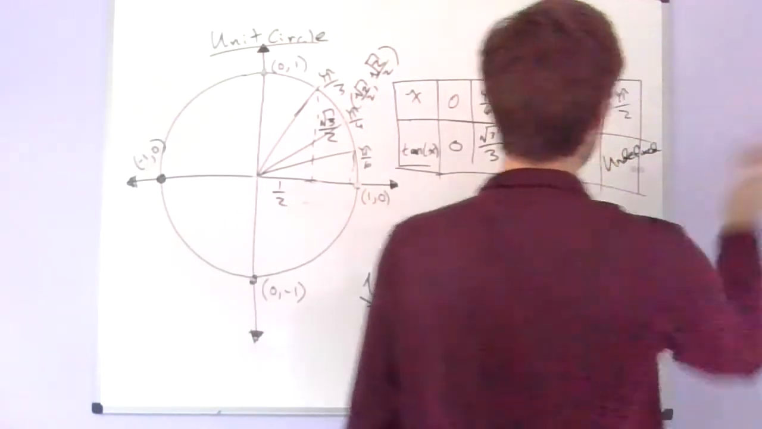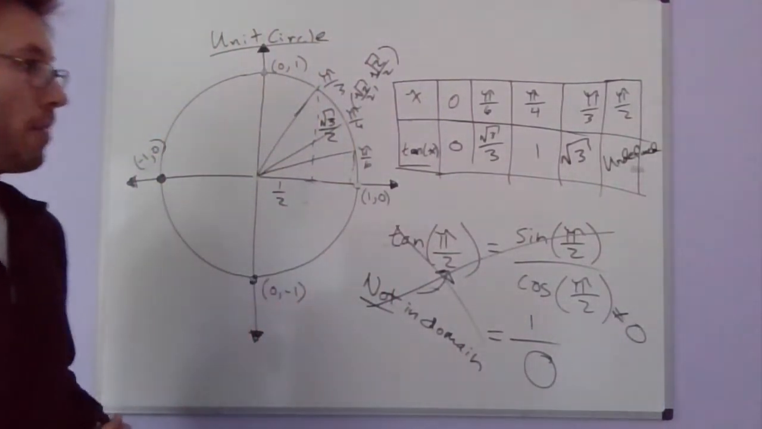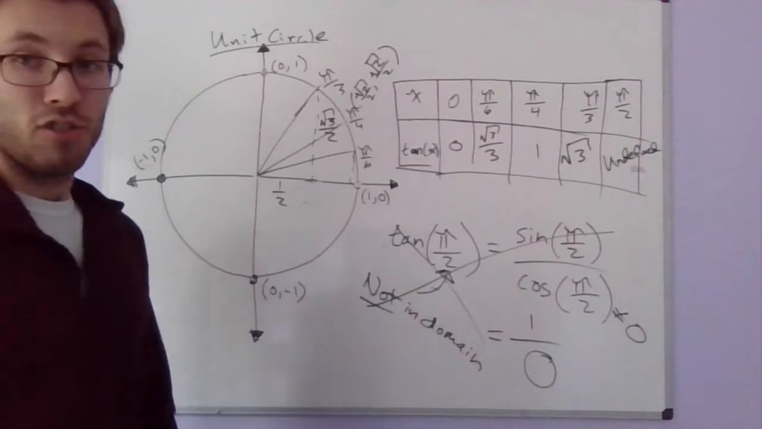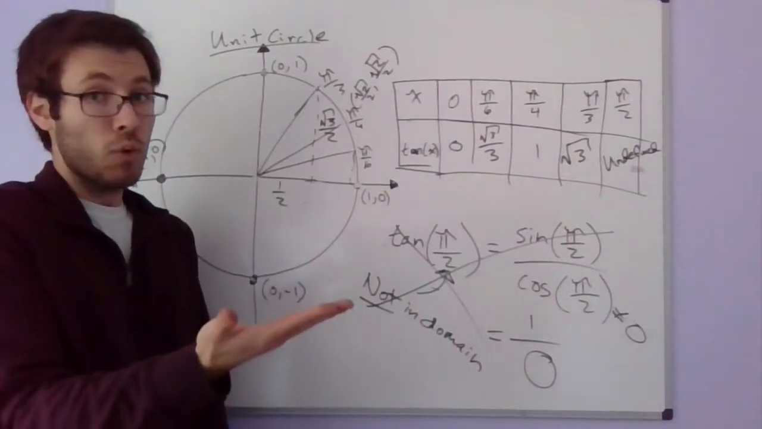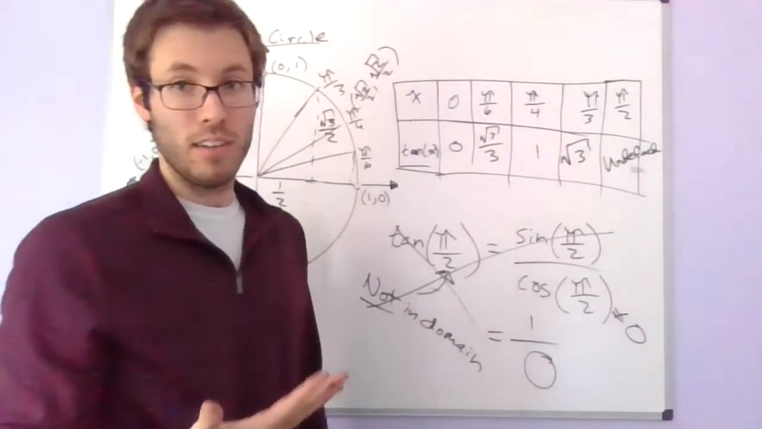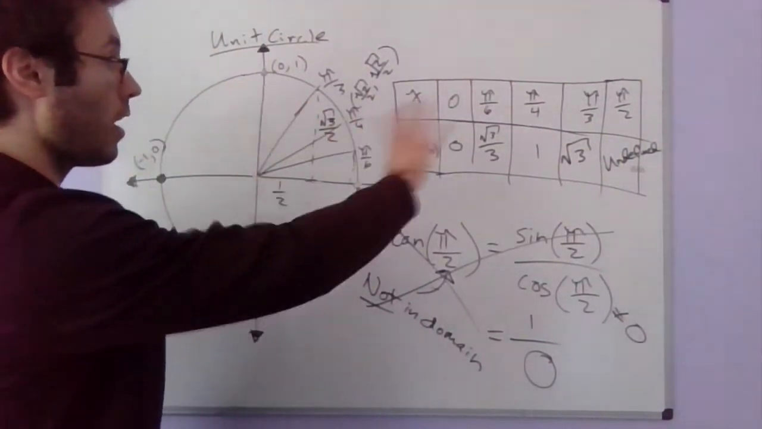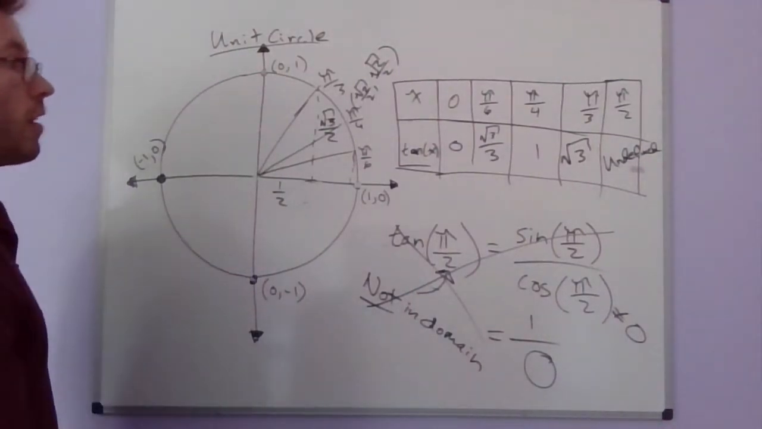We have no idea what tangent of pi over 2 is. It's undefined. It doesn't make sense to talk about because it would lead to division by 0. It's not equal to 1 over 0. It's literally not defined. It's not in the domain of tangent. That's how we establish our chart here.